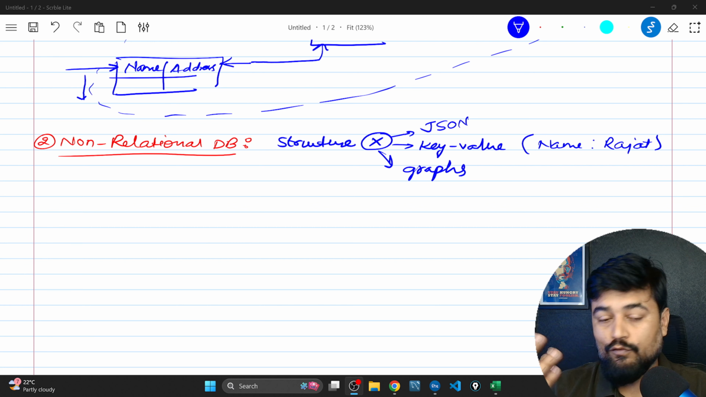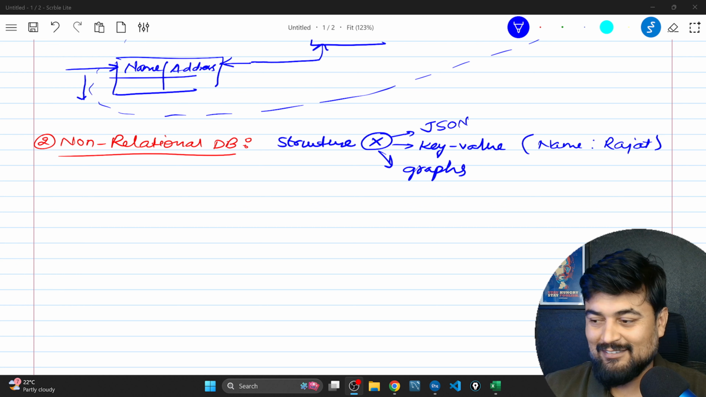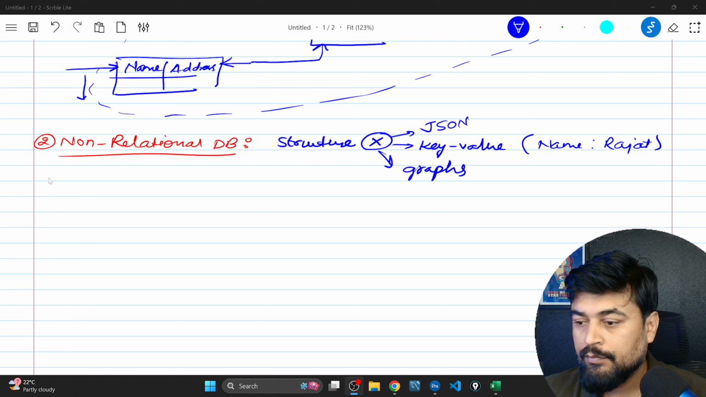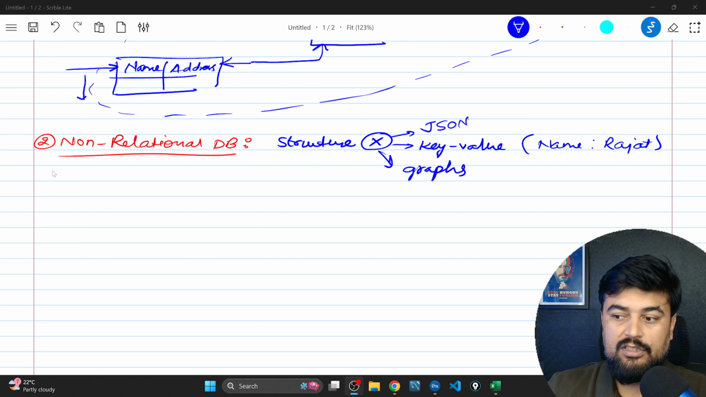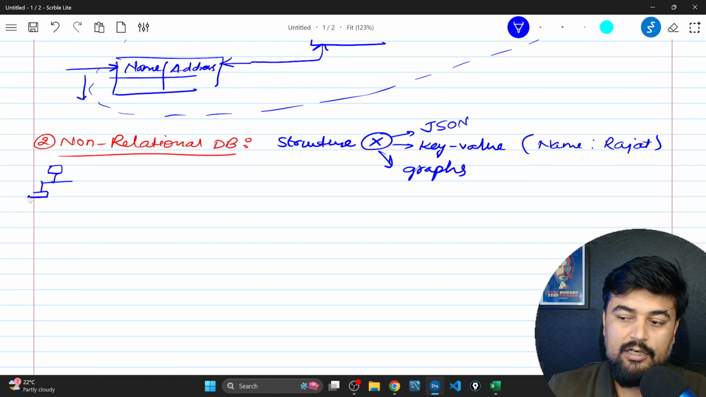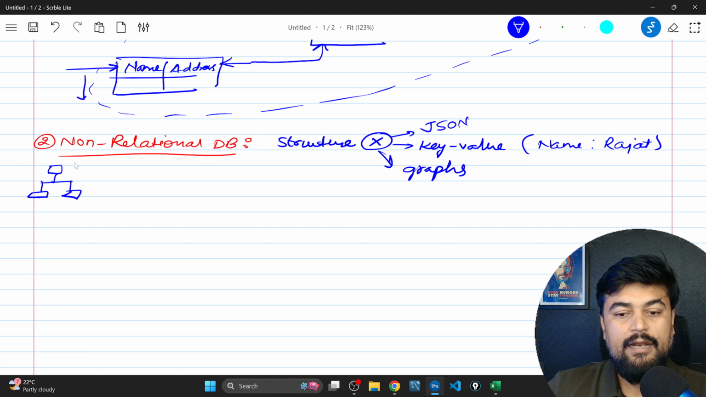Also, obviously, you will ask, Rajat, how to define this in terms of a diagram. Let's say if I want to understand how this looks, okay. So let's say you have a folder structure in your system. Let's say you go inside a folder. Inside one folder, there are two folders. Inside, okay, let me take a real life example.